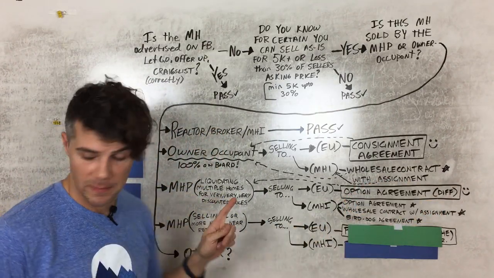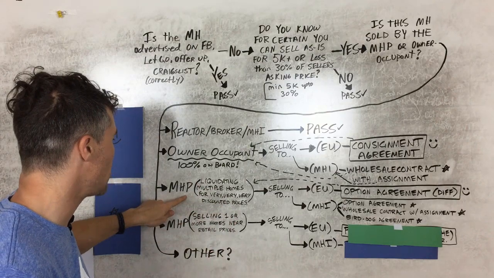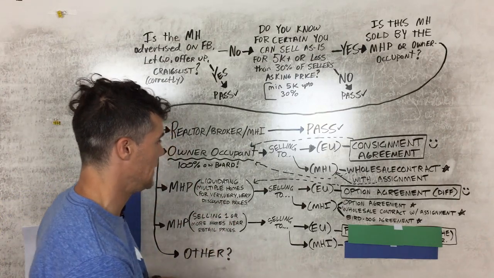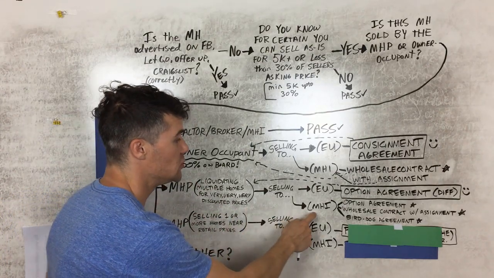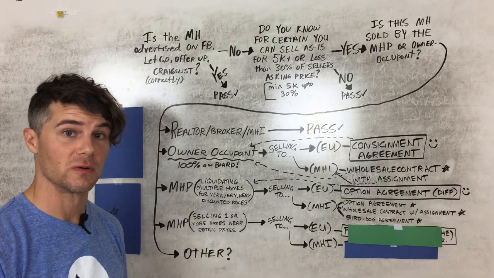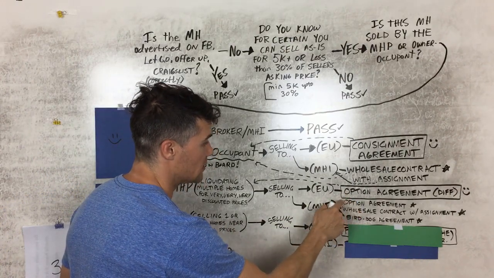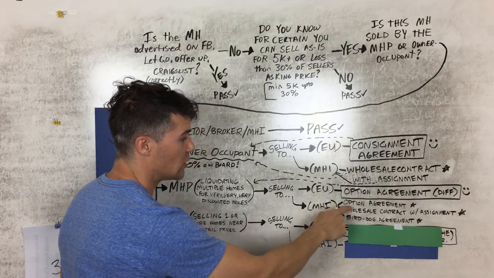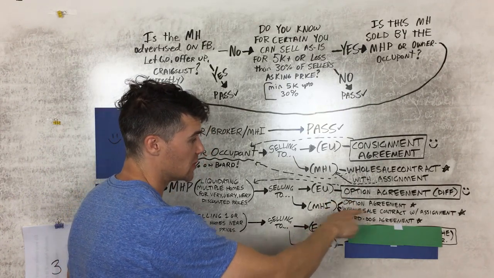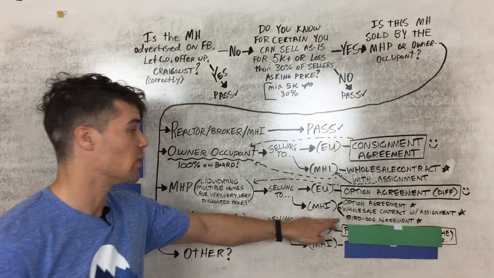And if you're getting these under contract from the mobile home park, and you plan on selling to a mobile home investor, here's what you can do. I would say stick with the option agreement. You can actually use an option agreement. You can use the wholesale contract with assignment, or you can just use a bird dog agreement.